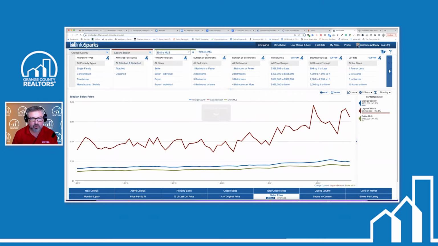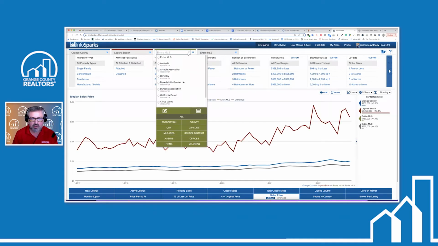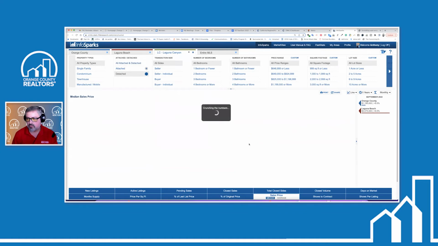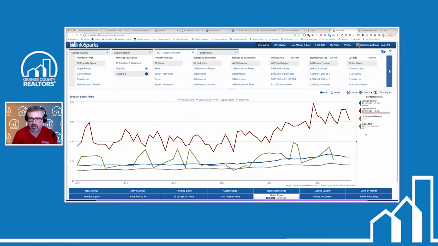We can compare up to 4 different things side by side together. When I say things, we can go county to city, city to city, or city to MLS area, or we can just compare MLS areas, or just compare cities. So here we can type in all the necessary information. Let's go with Laguna Canyon as an example. And now we can compare those things side by side. Not too bad.